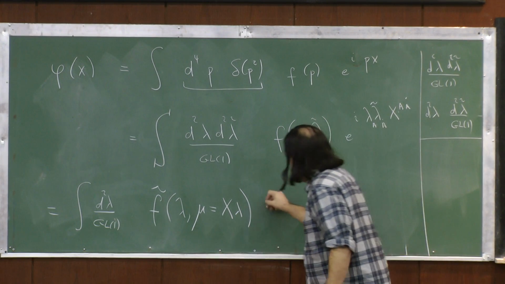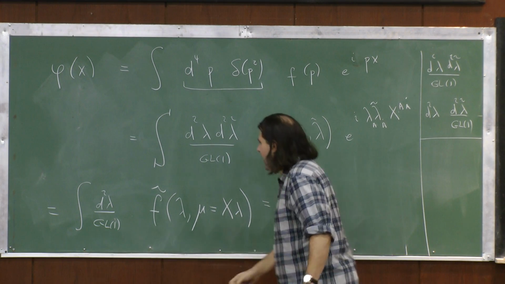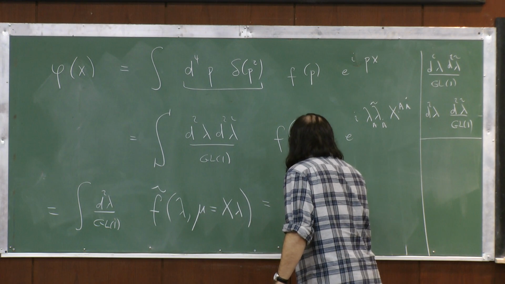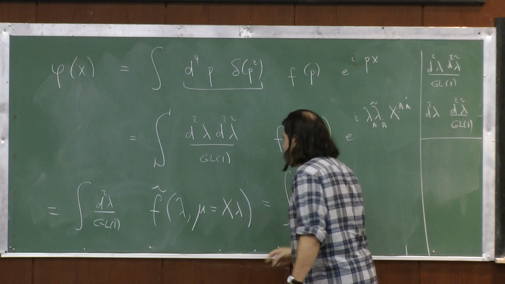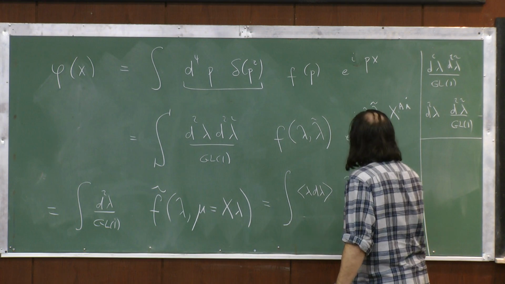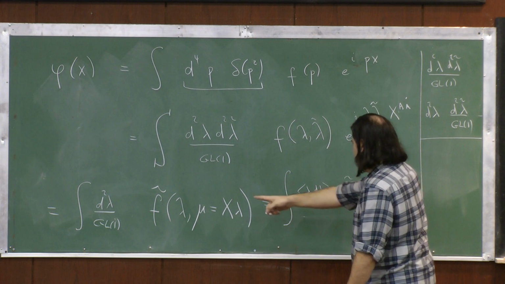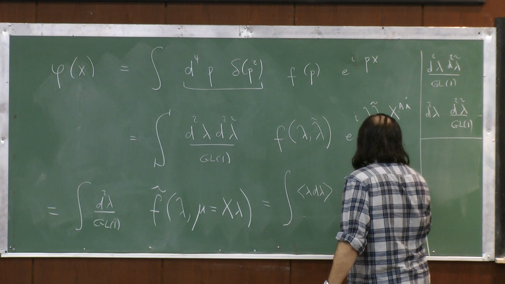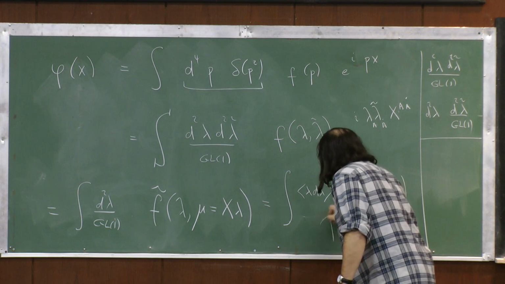All right, so now I can write this more fancily if I like. This is just an integral over a CP1, so I can write it as an integral if I like. I mean, it's the same thing as I just explained. Lambda, d lambda tilde, f of z, okay? It's a function of lambda and mu, but mu is equal to x times lambda. This is known as the Penrose transform.